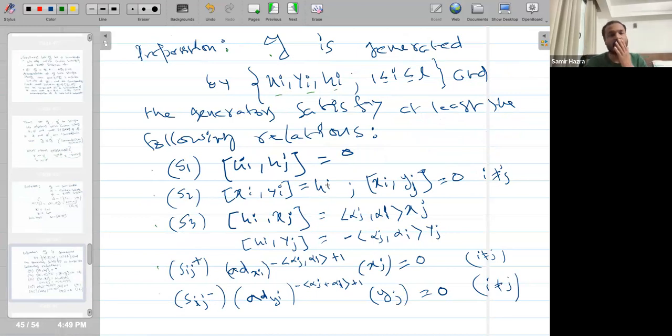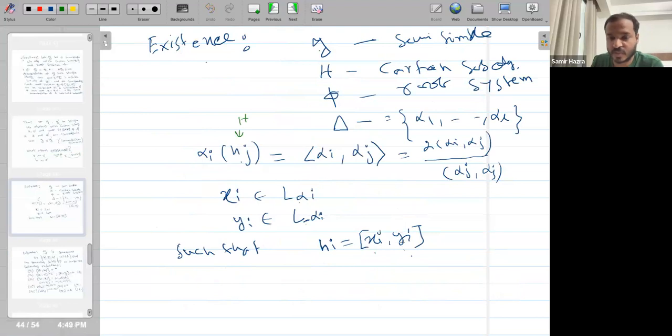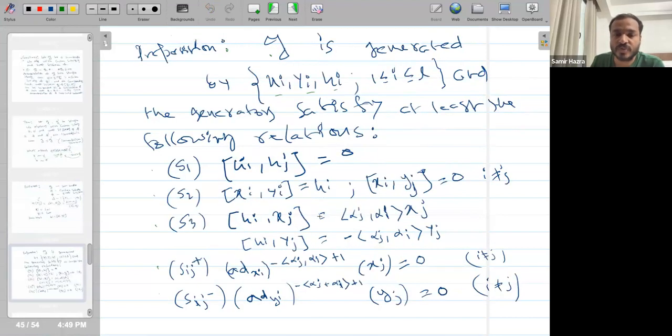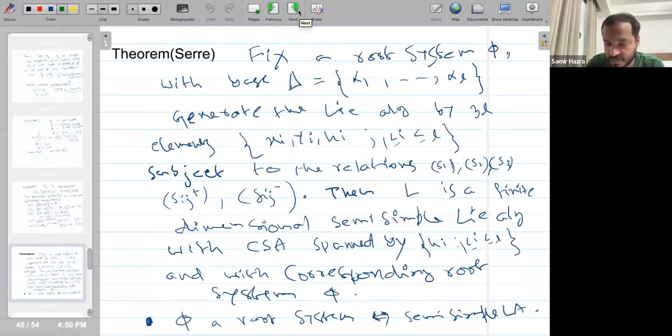These are the properties which are satisfied by the elements xi, yi, hi from the root spaces, like L alpha i, L alpha j. Now artificially, I will construct a Lie algebra. We give it these generators and ask them to satisfy all these relations, to see whether we get a suitable, expected Lie algebra. That is given by Serre's theorem.